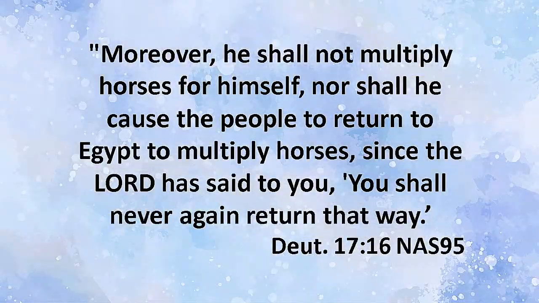He shall not multiply horses for himself, nor shall he cause the people to return to Egypt to multiply horses, since the Lord has said to you, you shall never again return that way. So there's a couple reasons why this commandment was given to kings. The biggest one is they were not to go back to Egypt for help, because God was to be their help. Second thing, chariots and horses were the tanks and helicopters of their day.